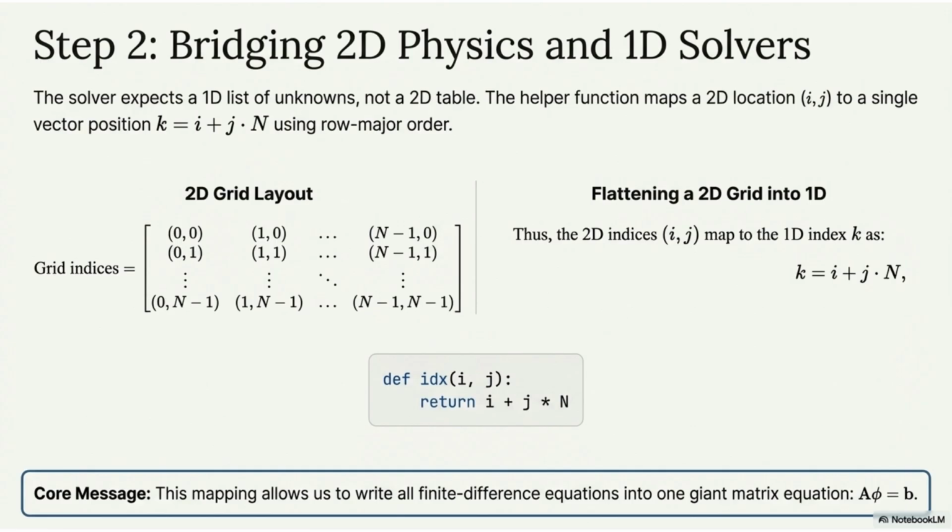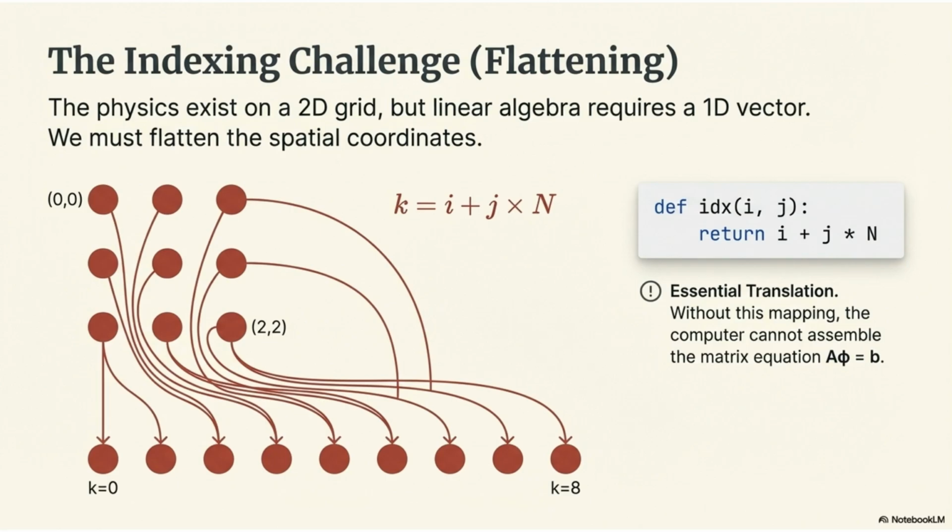Step 2 is bridging 2D physics with 1D solvers. The linear algebra solver requires a 1D vector of unknowns. We map the 2D grid index i, j to a single 1D vector position k using row major order, k equals i plus j times n. The indexing challenge requires flattening the 2D spatial coordinates into a 1D vector. This mapping is essential for the computer to assemble the matrix equation A phi equals b correctly.